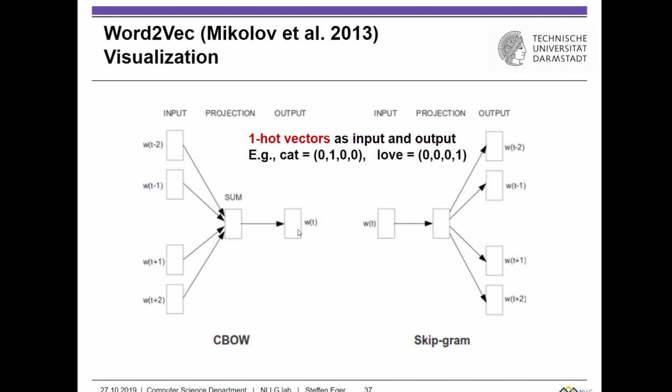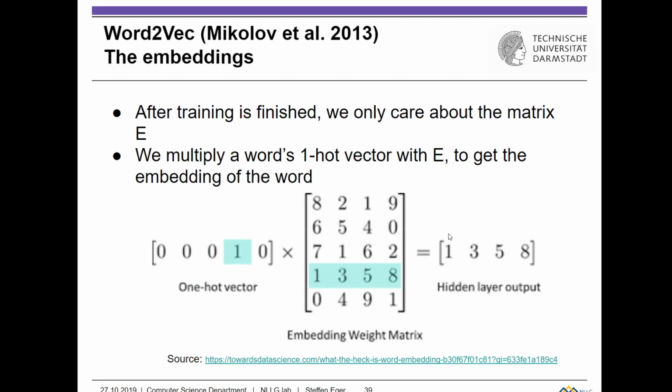So this is the task they want to solve, and the way that they do this is they start out with discrete representations of words. For example, the cat could be the second word in the alphabet, love could be the fourth word in the alphabet. And this is also a neural network. In this neural network, they learn a so-called embedding matrix E. So this embedding matrix is here. They train their neural network.